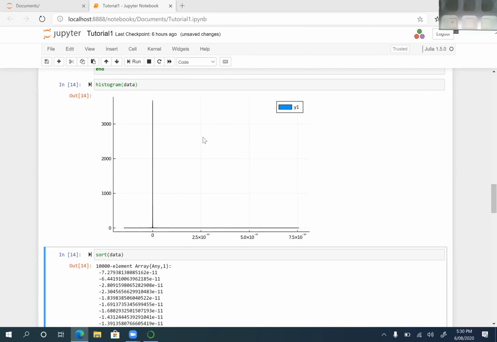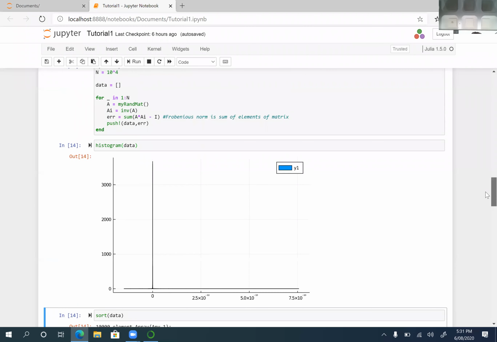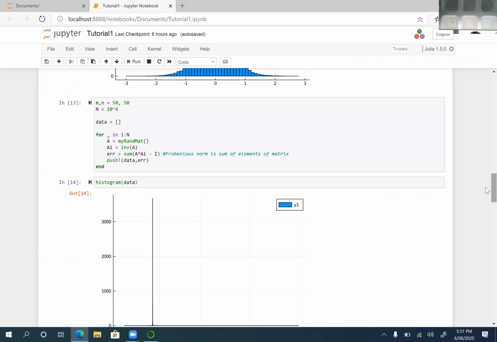Okay, so what we see here in this histogram is a great big skinny spike at 0, which is interesting, right? So that's a phenomenon of taking the Frobenius norm. Okay, so we end up getting a lot close to 0, but not actually equal to 0.